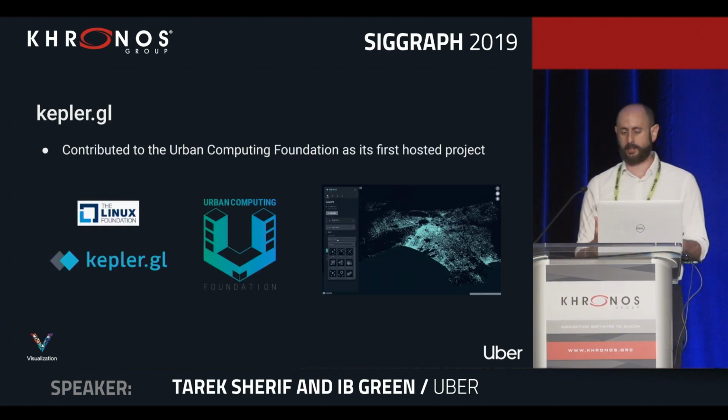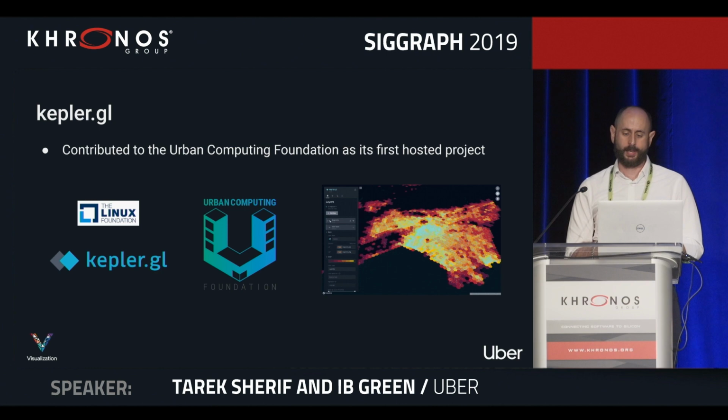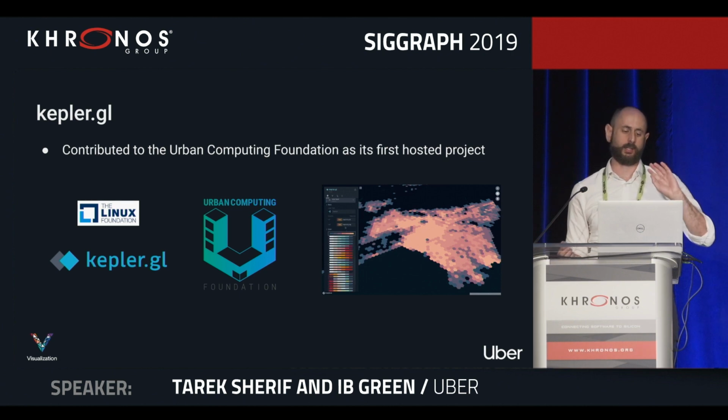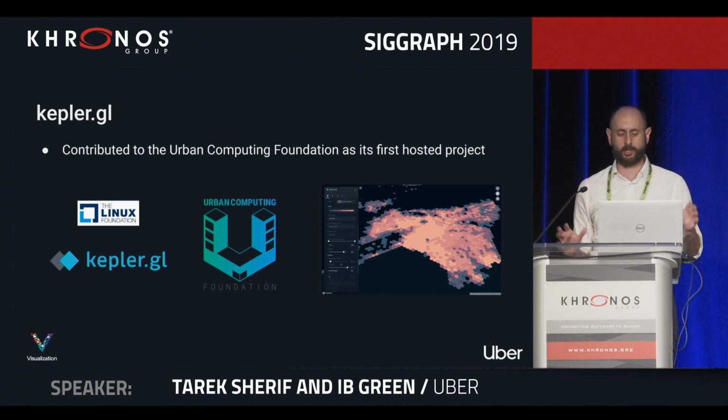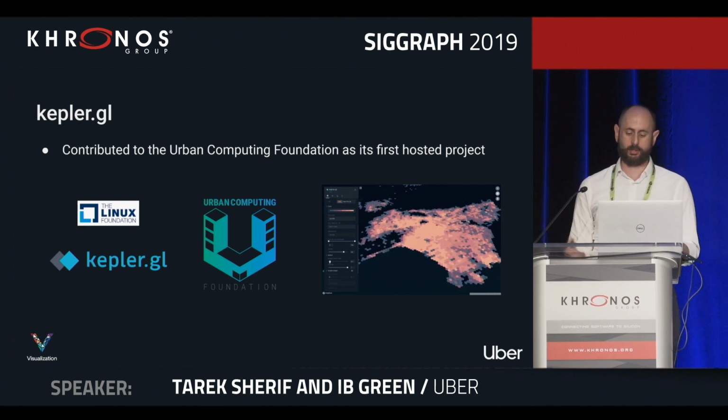And then the last thing, an announcement that we were really excited about this year. Kepler GL is more of a geospatial exploration application that's built on top of Deck. Uber contributed it this year to the Urban Computing Foundation, which is a Linux Foundation initiative for smart cities and that kind of thing. Kepler GL was contributed to the Urban Computing Foundation this year as their first hosted project.